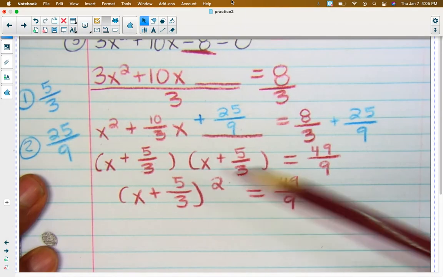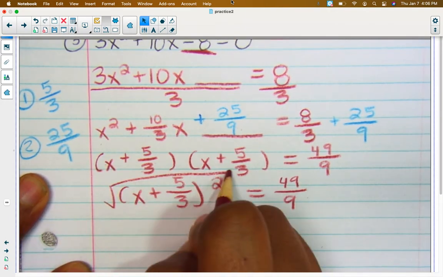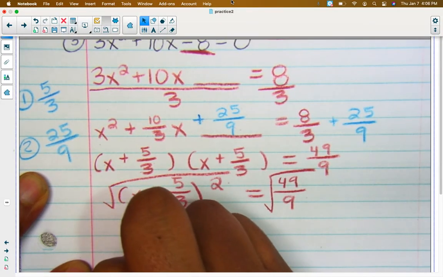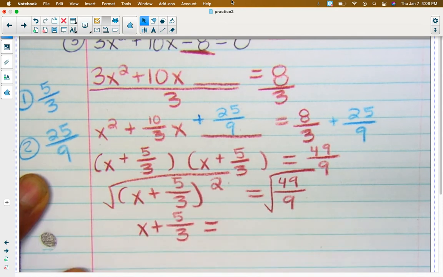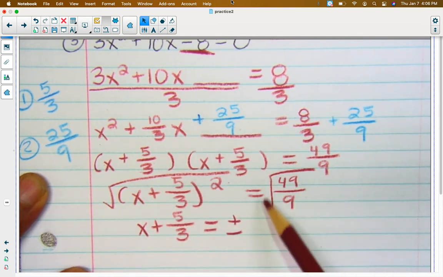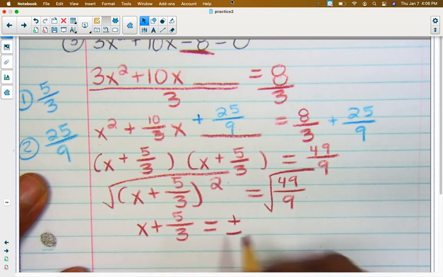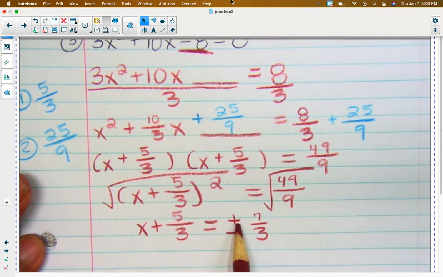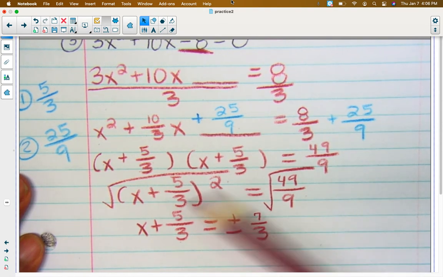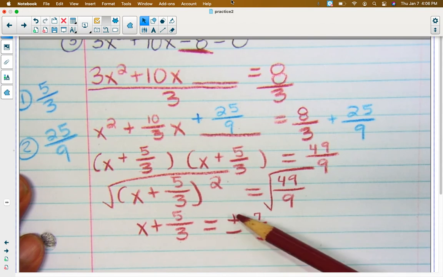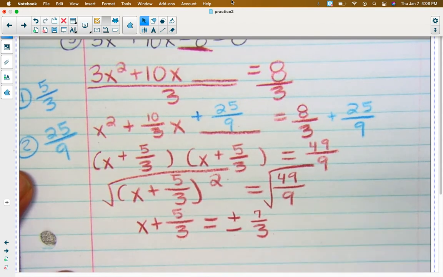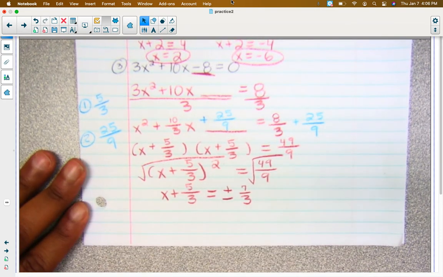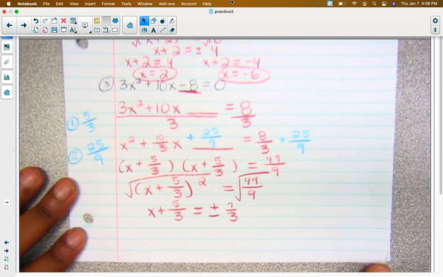The opposite of squaring something is to take the square root. So this gives me x plus 5/3 equals plus or minus, type this in the calculator, Desmos, and it'll give you 7/3. So x plus 5/3 equals plus or minus 7/3. This problem was longer because we had the improper fractions and we had to divide by the first number in the problem. So almost done.